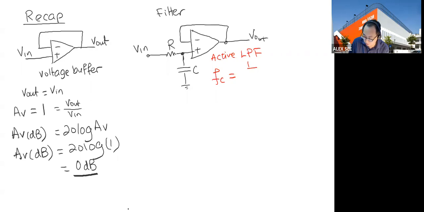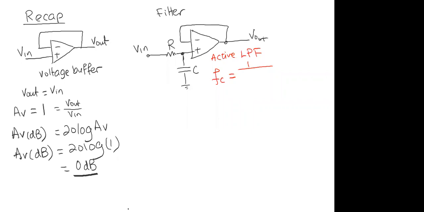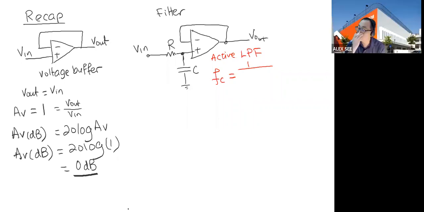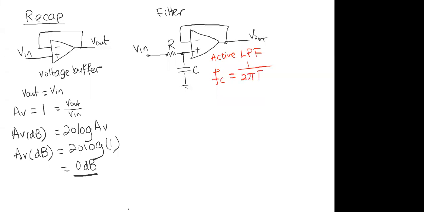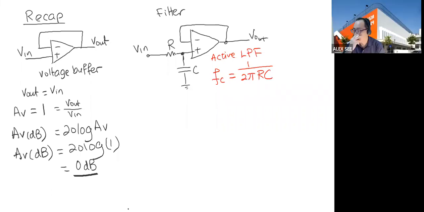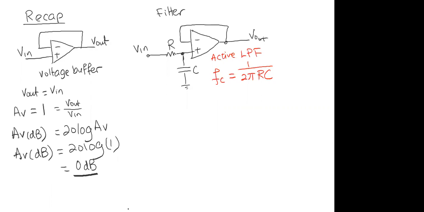What is the formula? 1 over what? Anyone? The cutoff frequency, 1 over 2 pi. Correct. Thank you very much. 2 pi what? RC. Is it correct? Anyone? Square root of R1, R2, C1, C2?